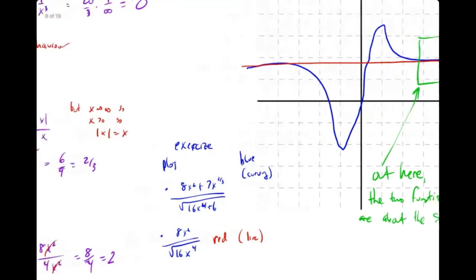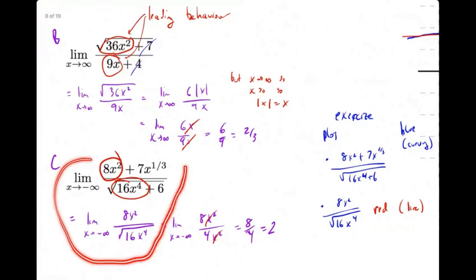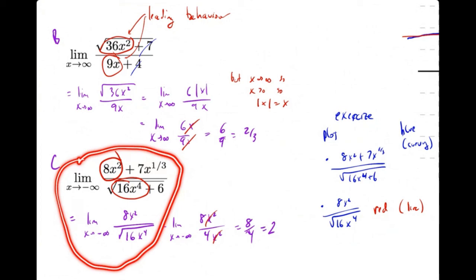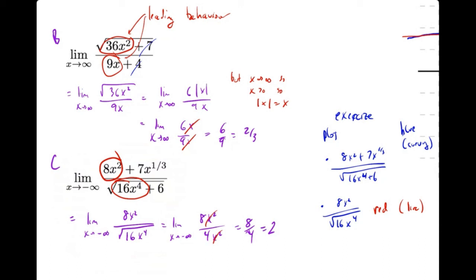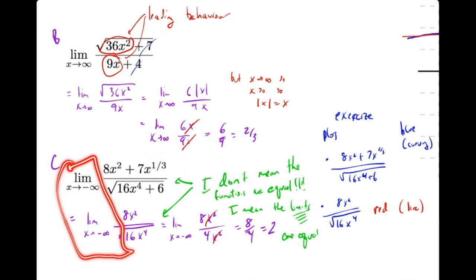And that's what I mean by this statement right here. When I state this, that I have circled in bold red right there, I don't mean that the two functions are equal to each other. I mean the limits are equal to each other. I feel like this question really clearly illustrates this fact. These two functions, this one here and this one here, are not the same function. It's the limits that are the same.